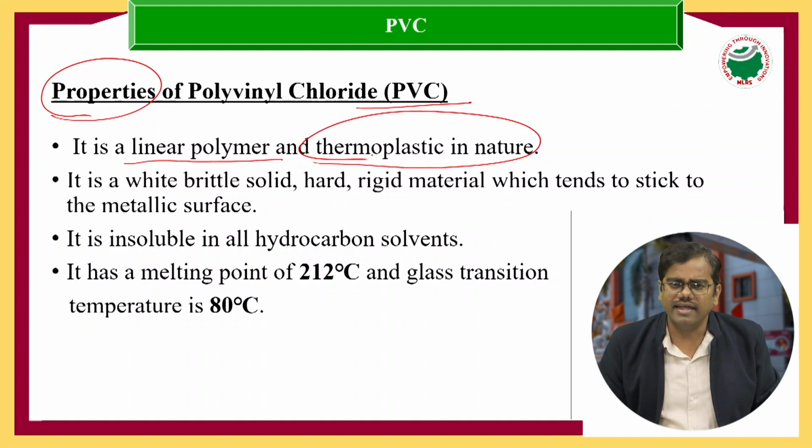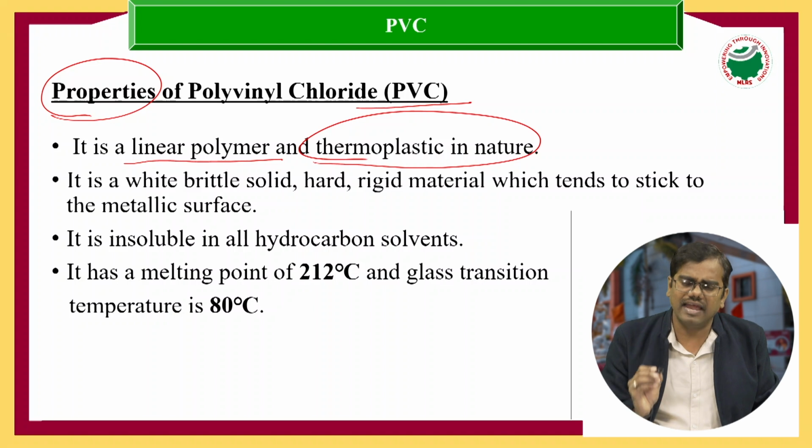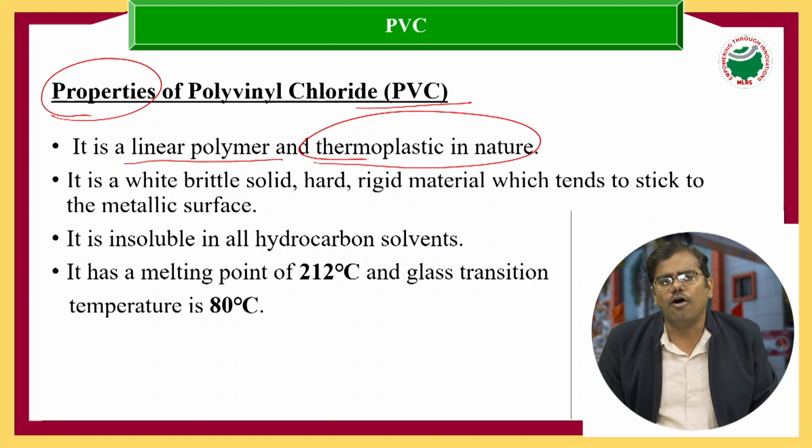Polyvinyl chloride is a linear chain molecule made from many monomers. Many vinyl chloride monomers combine together in the presence of temperature, pressure and catalyst, and finally this leads to the formation of polyvinyl chloride, a polymer. This polymer is a straight chain, linear chain polymer.